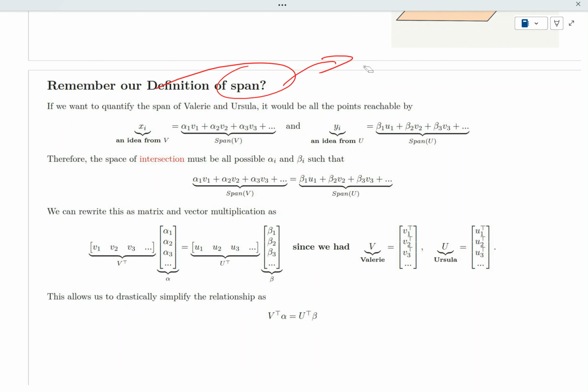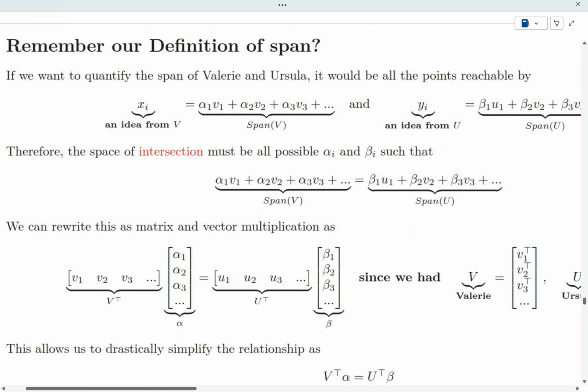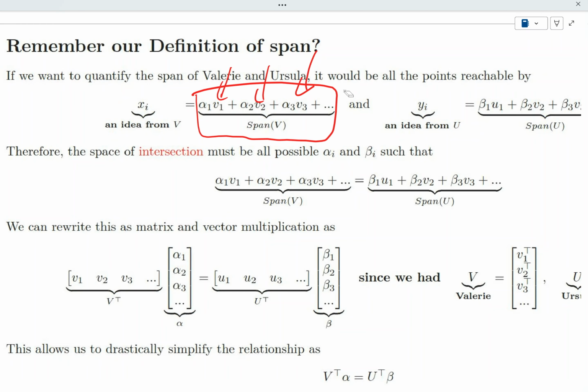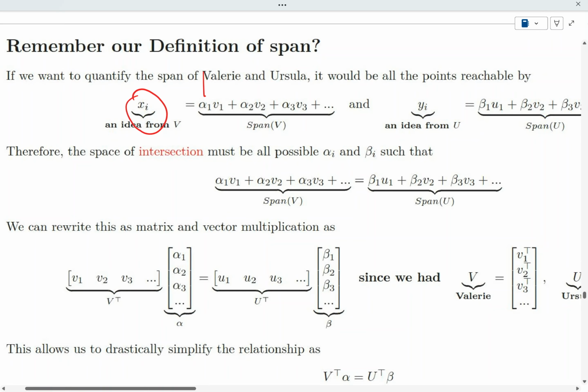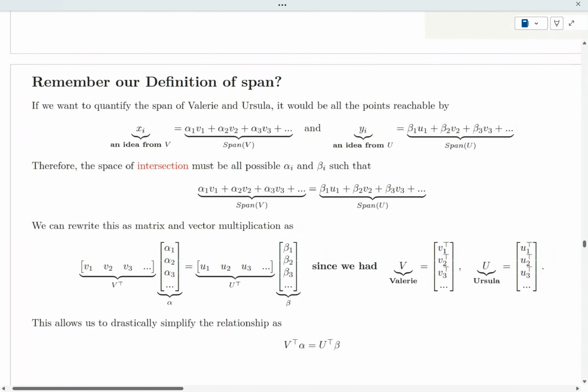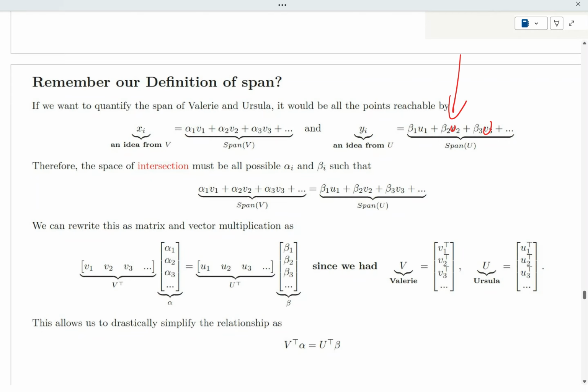So any idea from Valerie will come from her span. So combinations of a vector, right? So any thought came from the alpha values Valerie could possibly have. Ursula, similarly, Ursula came from a combination of her thoughts. So any possible value came from this combination and this combination.